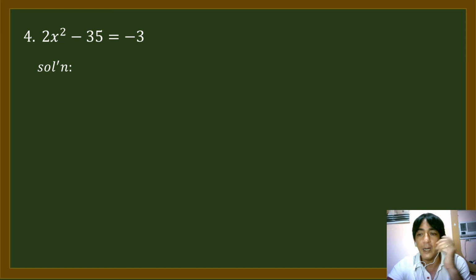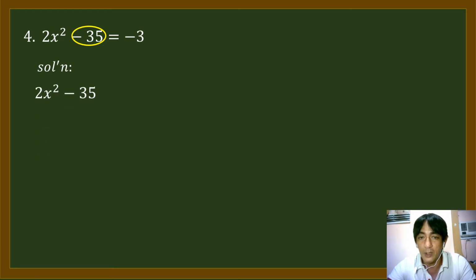So, example number 4. 2x squared minus 35 equals negative 3. So, halos parehas lang nung kanina, meron lang negative 3 sa right side ng equation. So, we remove the negative 35 first sa left side. So, lagay natin siya sa right side. So, additive inverse ng negative 35 is positive 35. So, we add 35 to both sides of the equation.